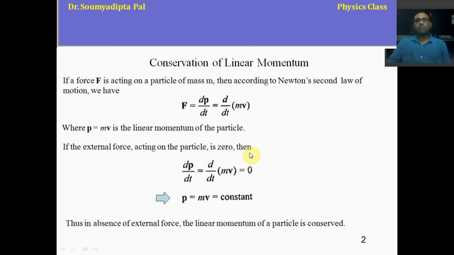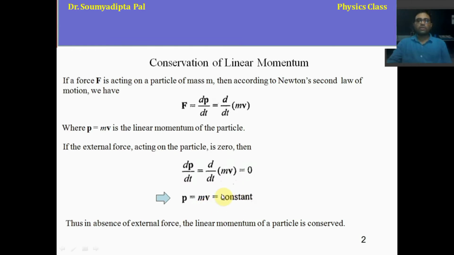Now if we don't apply any external force, what will happen? The state of the particle will not change, right? If the particle is moving with a constant velocity v, it will keep moving with that velocity. So dp/dt equals 0, and the linear momentum, that is mass into the velocity, will be constant.